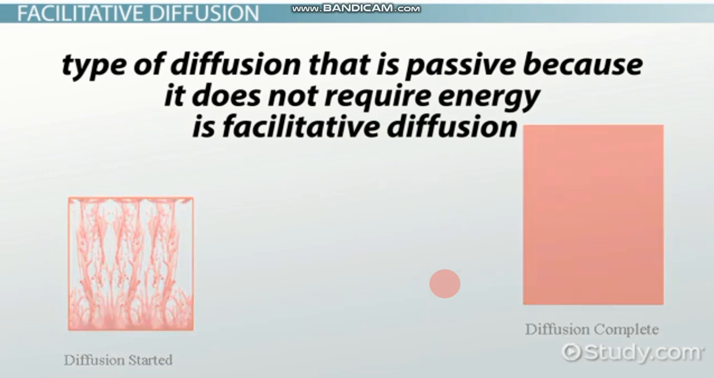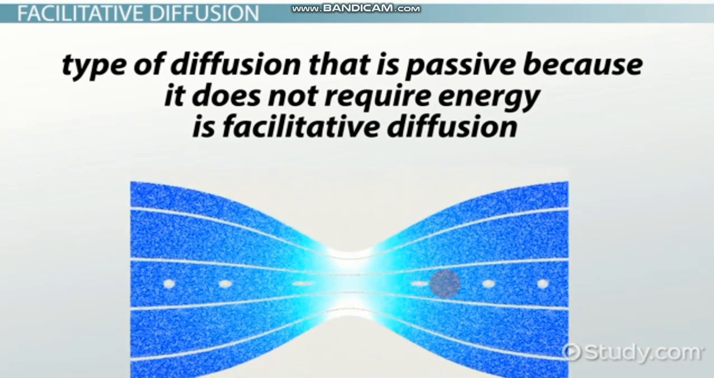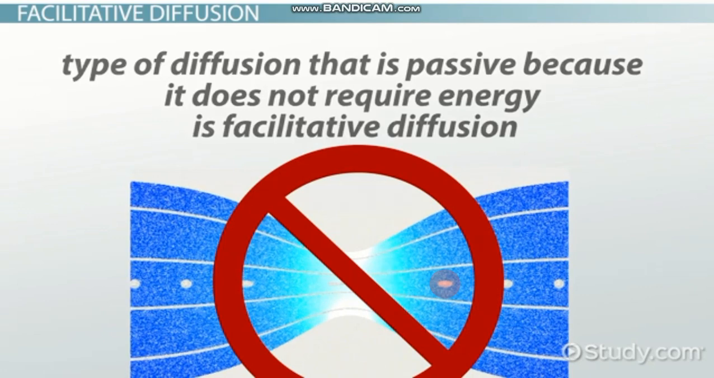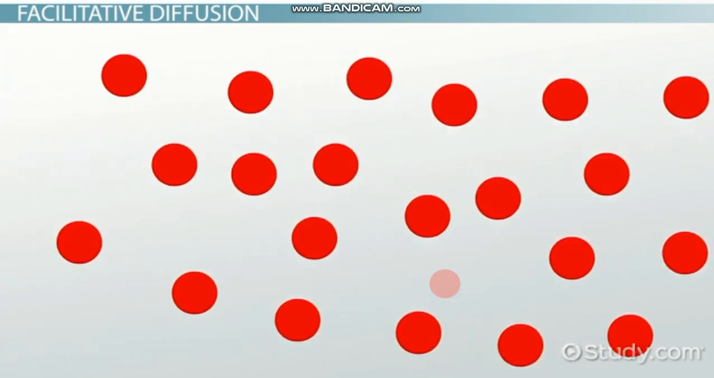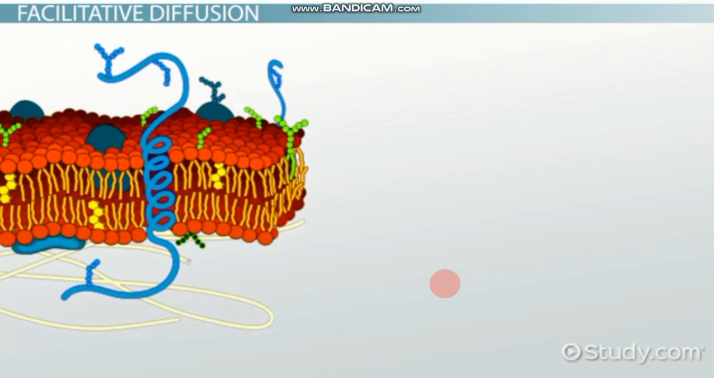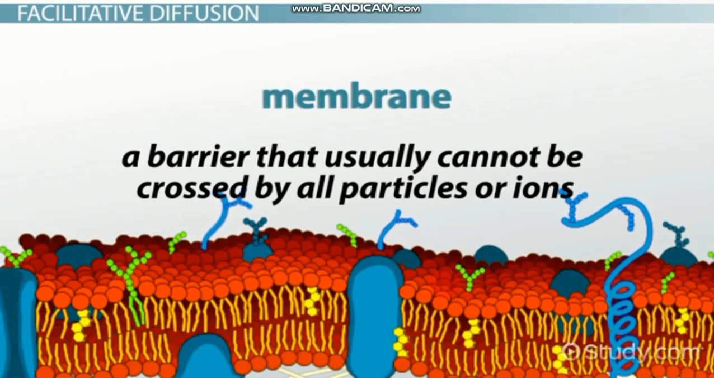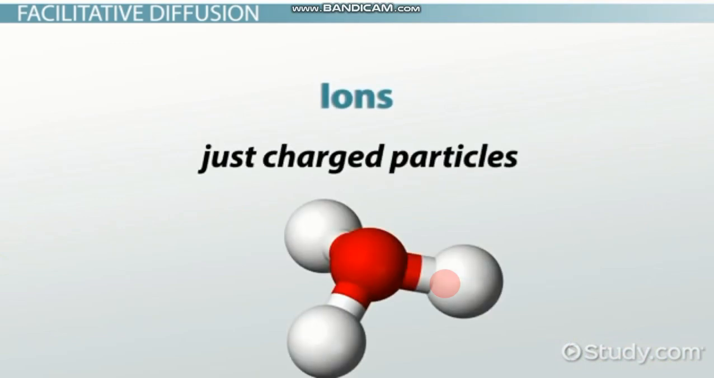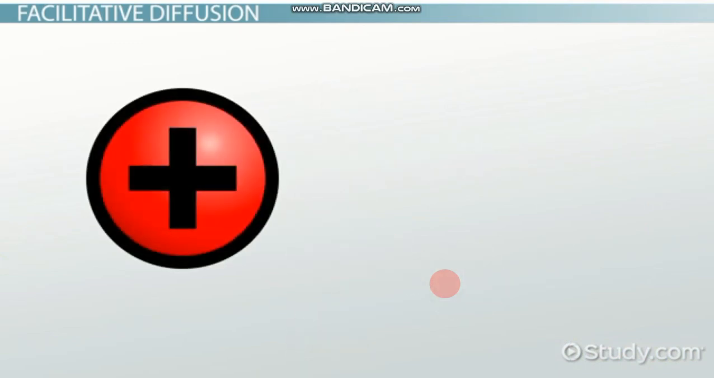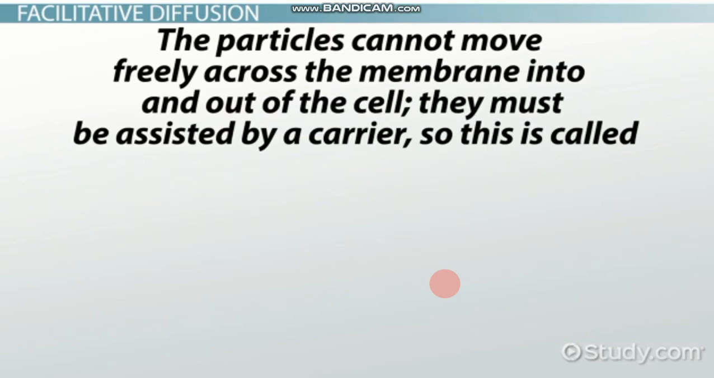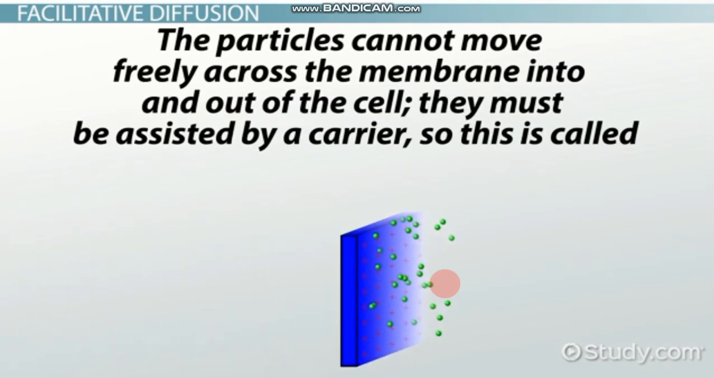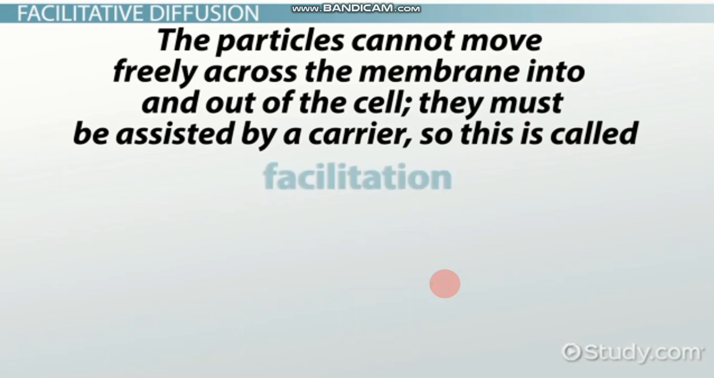Another type of diffusion that is passive, because it does not require energy, is facilitative diffusion. This is how particles move across a membrane. This usually refers to a cell membrane, so that is the description we will use. A cell membrane is a barrier that usually cannot be crossed by all particles or ions. Ions are just charged particles, which means they have either a positive charge or a negative charge. The particles cannot move freely across the membrane into and out of the cell. They must be assisted by a carrier. So this is called facilitation.